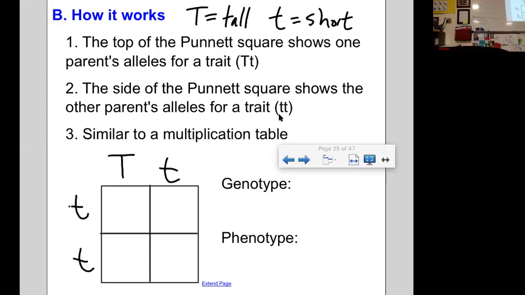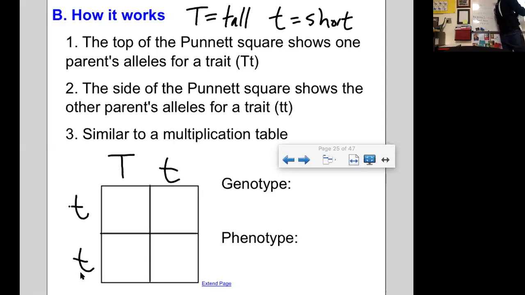All right, let's take a look at this parent, little t, little t. Are they tall or short? Short, because both alleles are lowercase. And is this homozygous or heterozygous? Homozygous. Very good. Okay, so Punnett squares are very similar to a multiplication table. These boxes represent the probability of the offspring. So each box represents 25%, and this is 100.